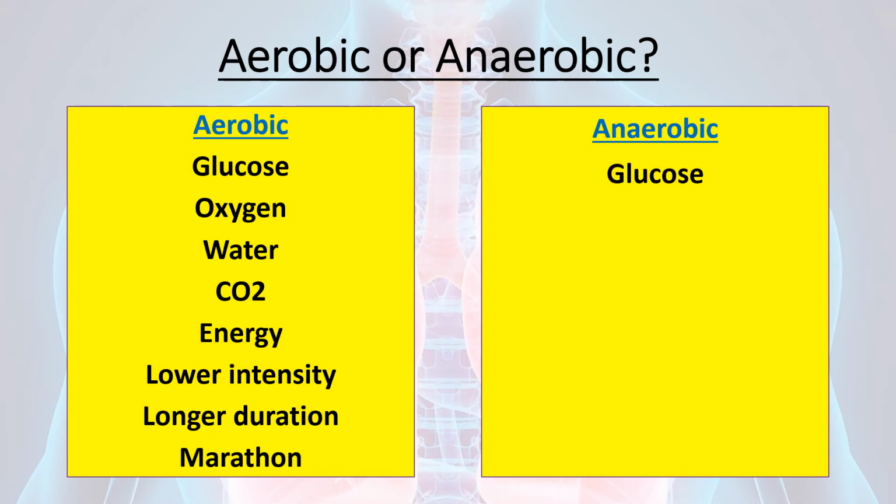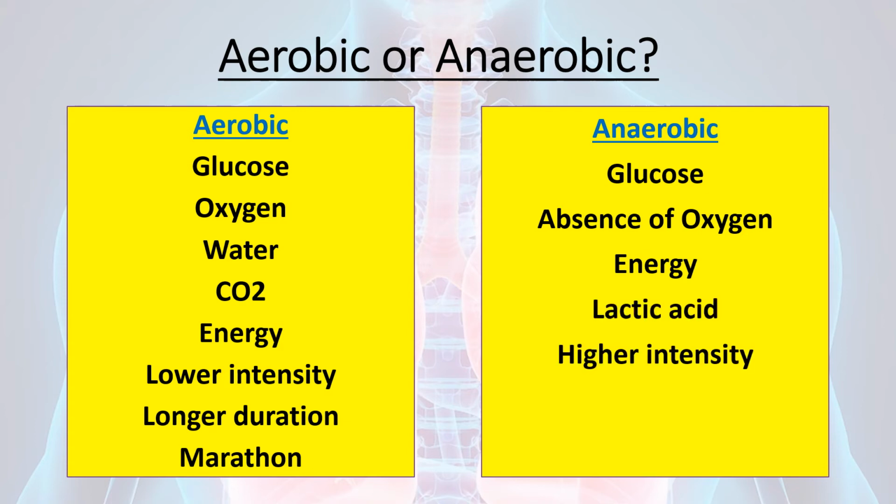In anaerobic respiration, there's also glucose involved. There's no oxygen. Energy again, lactic acid, working at a higher intensity for a shorter duration, and a good example of this is sprinting.